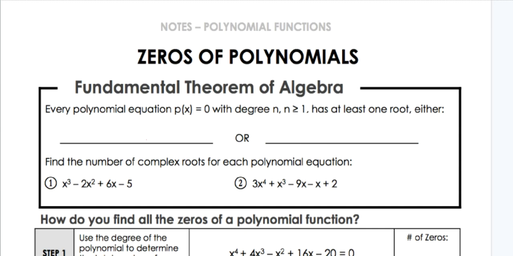Welcome back. Today we are going through lesson 6-8, which is all about the zeros of polynomials and finding all of them. So at this point, we've learned a lot about polynomials, and we are going to kind of put it all together in this lesson.